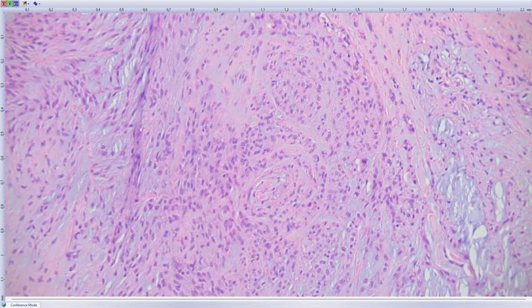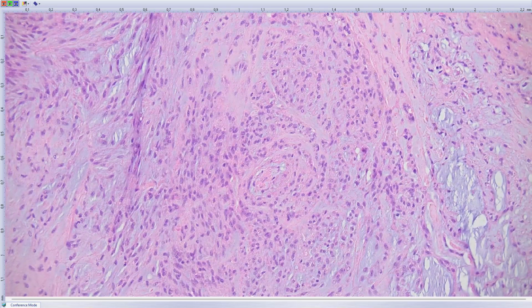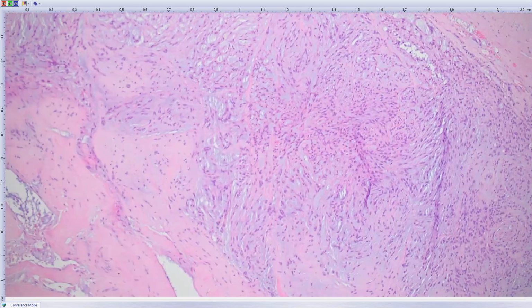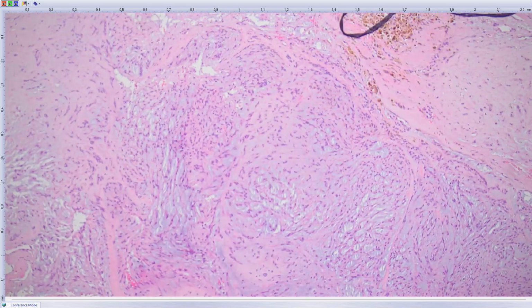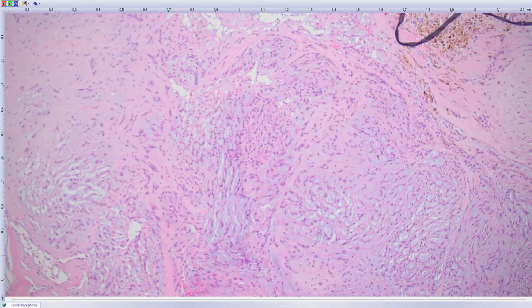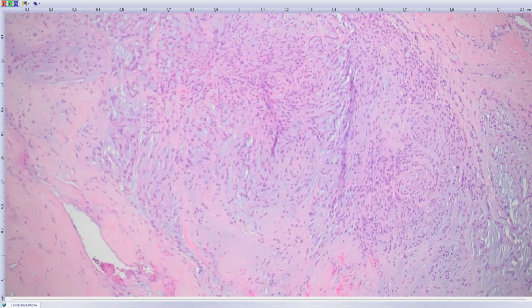You can see these strands or nests of eosinophilic epithelioid cells. Some of them are more roundish. It's generally quite eosinophilic cytoplasm, and this morphology here in the center is quite suggestive of extraskeletal myxoid chondrosarcoma, which is a sarcoma, a malignant mesenchymal tumor, where there is no immunohistochemistry that can really help you.